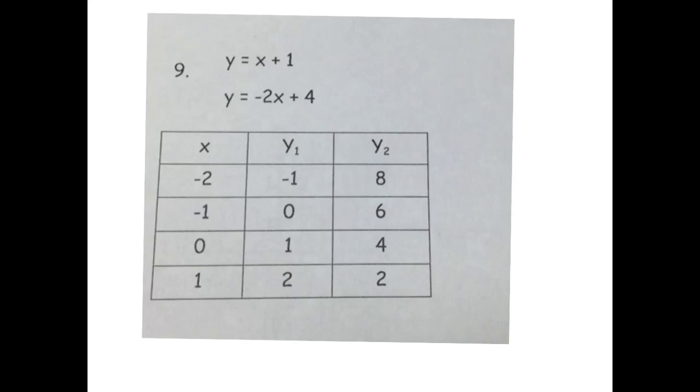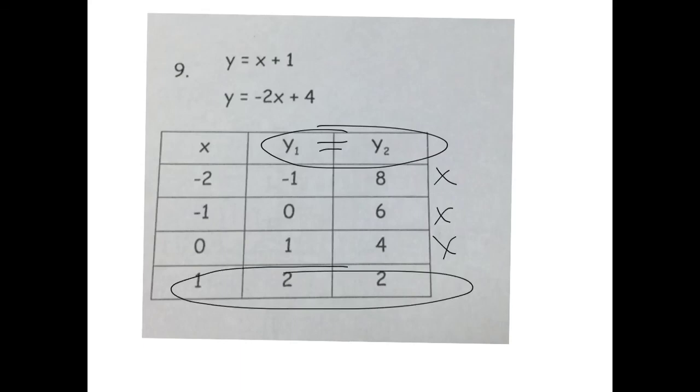Okay. When we have our tables, we're looking for when our y1 and our y2 equal each other. So it's not there, it's not there, it's not there, it is right here. So the answer to this solution is at 1, 2. See how they're both 2 at 1?